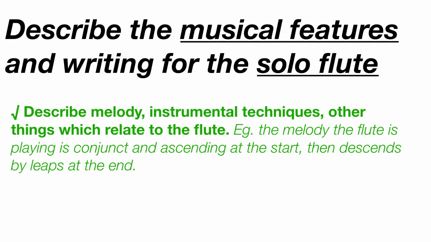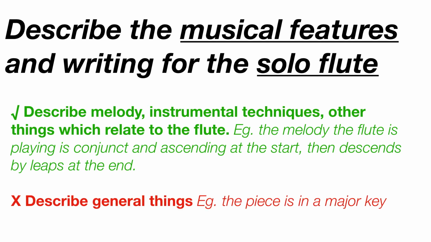So for example, the melody the flute is playing is conjunct and ascending at the start, then descends by leaps at the end. The flute is using vibrato and flutter tonguing. So I've described both melody and instrumental techniques. What you're not going to do is describe general things. So you're not going to say the piece is in a major key because that's nothing to do with the flute.